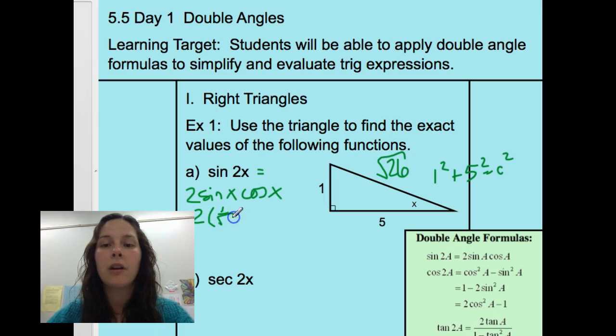And I'm going to rationalize when I'm all done if I need to. Cosine is 5 over the square root of 26. So when we multiply, remember when you multiply by a whole number, it goes in the numerator. So that 2 is going to be multiplied in the numerator with my 1 and 5, and I get 10. And then the root 26's in the denominator cancel each other out. And when I simplify it, I get 5/13.